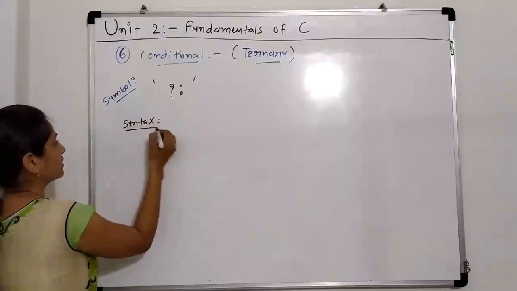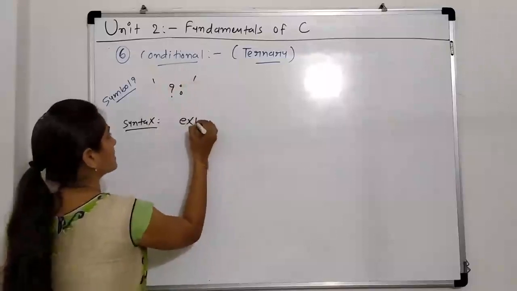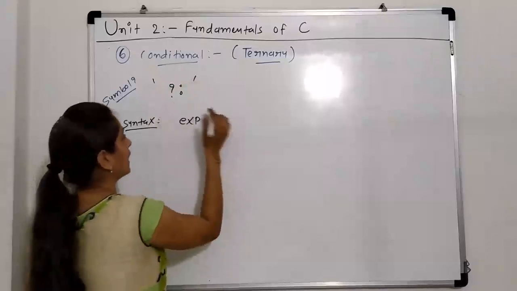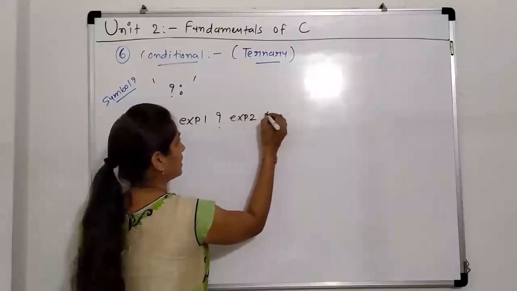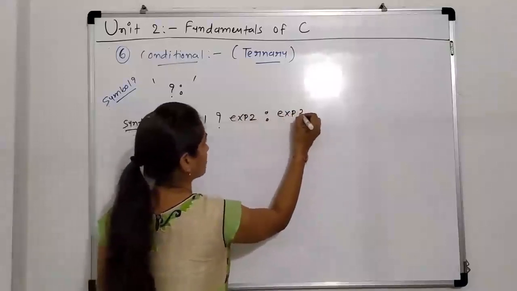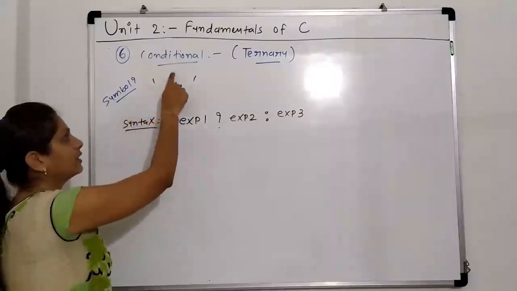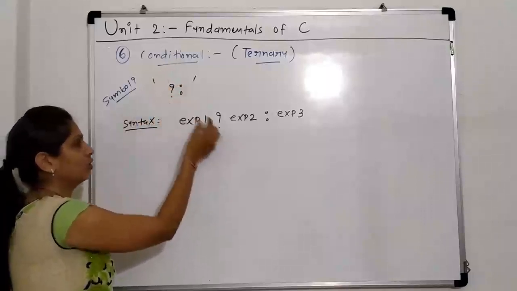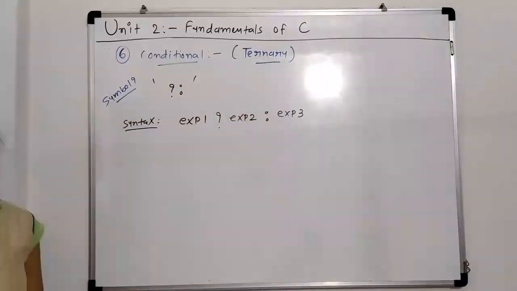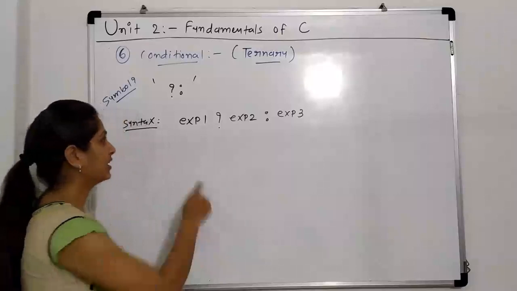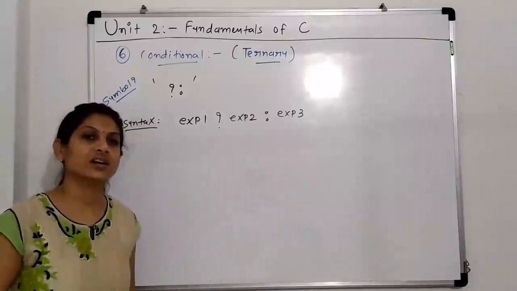The syntax for using this symbol, question mark and colon, for a conditional operator is: first write expression 1, then put the symbol question mark, then expression 2, then put colon, and then expression 3. This is the syntax for the conditional operator. Now, why is it known as ternary operator? Here we are writing 3 expressions. 3 indicates it is a ternary operator.